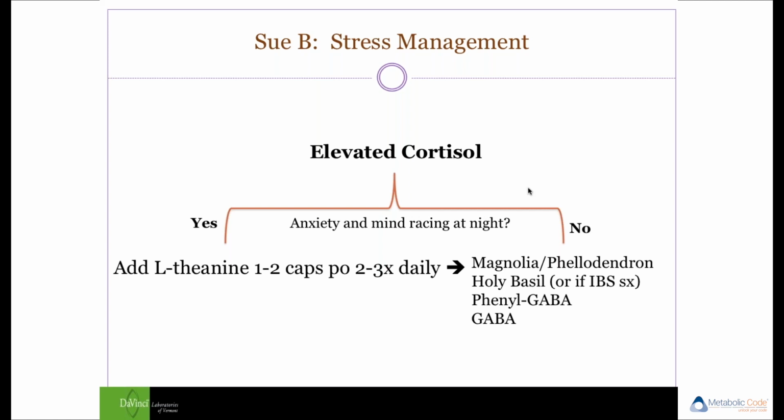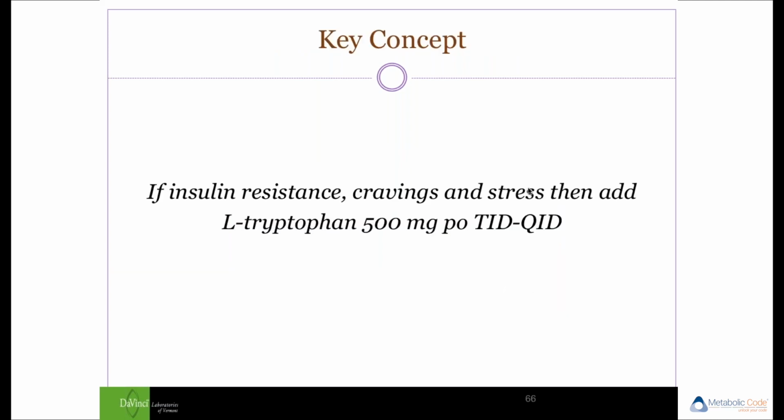It raises DHEA. If the patient has irritable bowel, I may switch to holy basil because holy basil is so good for calming the gut. And then for sleep problems at night, phenyl-GABA or GABA to help sedate the brain and induce deep sleep. So my big 2 drivers for stress management are magnolia phellodendron and L-theanine.